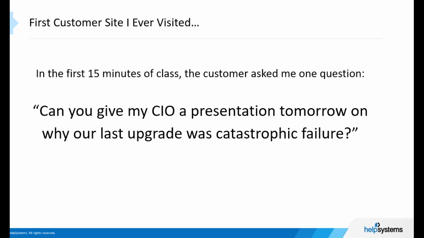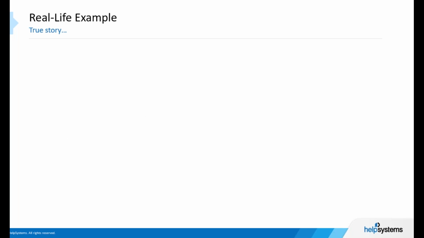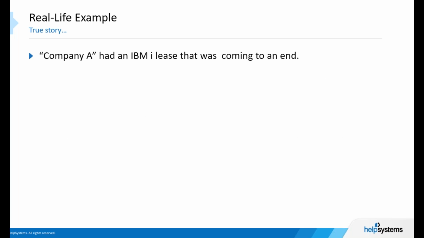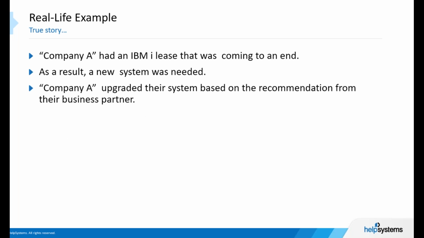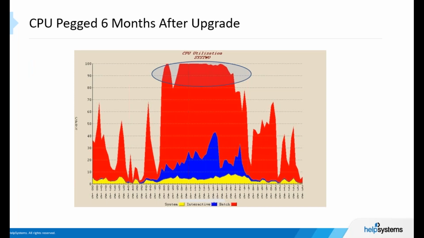So to be able to do that, I said yes, I would do that for any customer, but think about it, I had to go and figure out what happened. So I want to talk about what happened. It's such a great teaching example, and everybody that knows me knows I always use real life examples when I teach. So we'll just call it Company A. They had an IBM lease that was coming to an end, and they needed a new system. Their business partner gave them a recommendation, and here was the results of their upgrade.